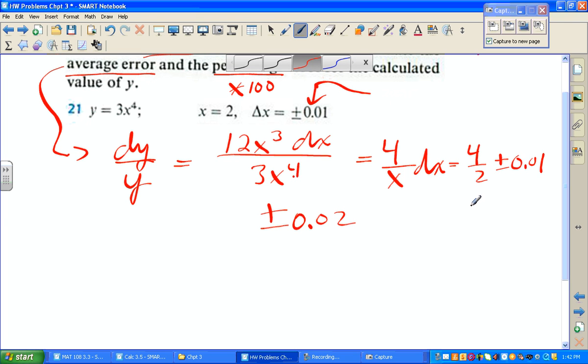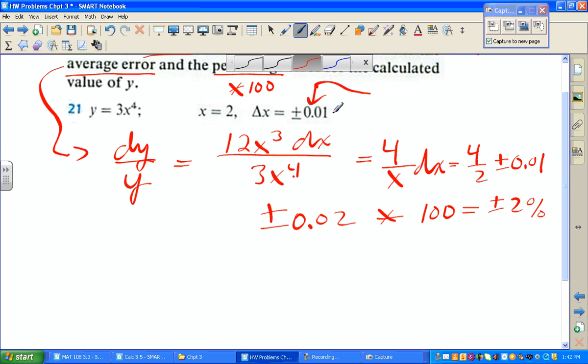And do you have any idea what this means? Really? You've got to be kidding me. Yeah, well, maximum means I multiply by 100 and I get plus or minus 2%. Okay? Do you know what that means? No, 2%.